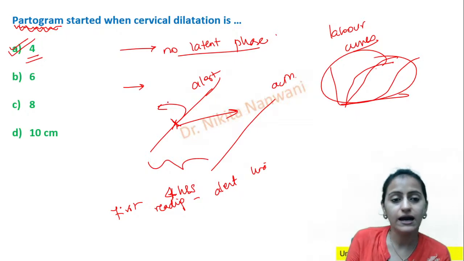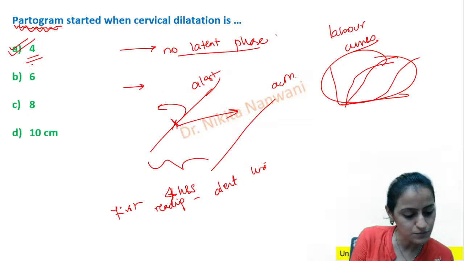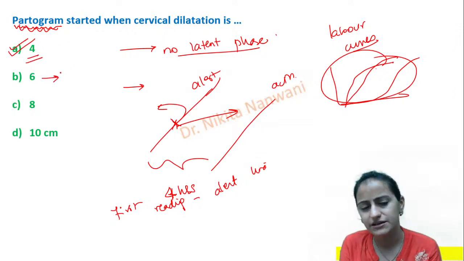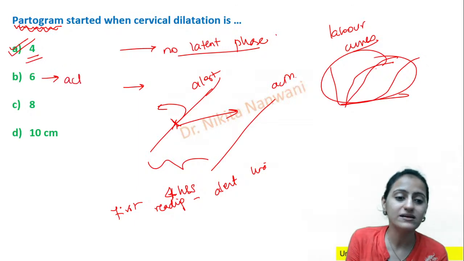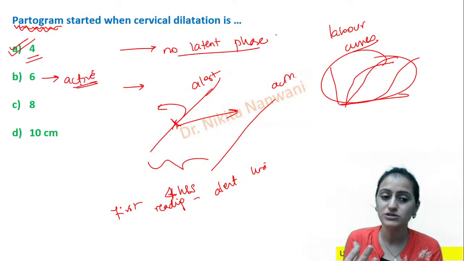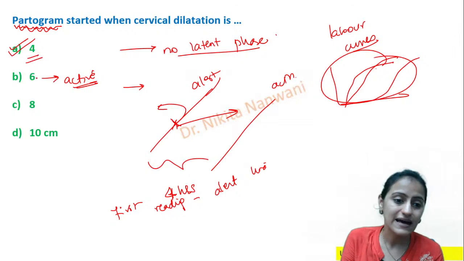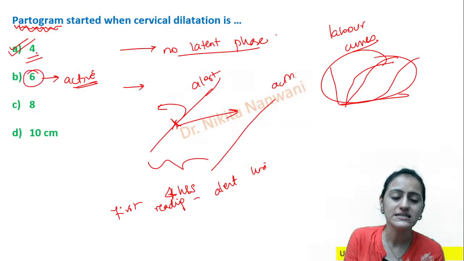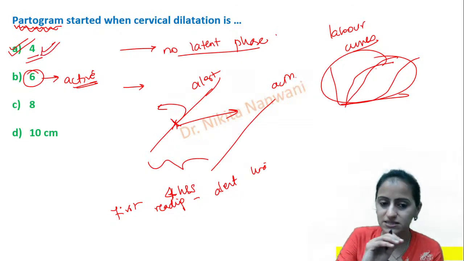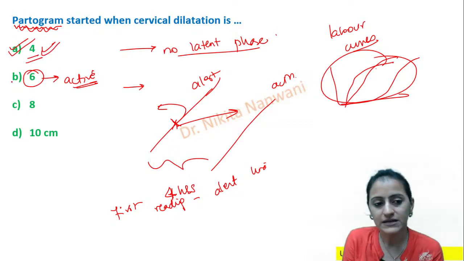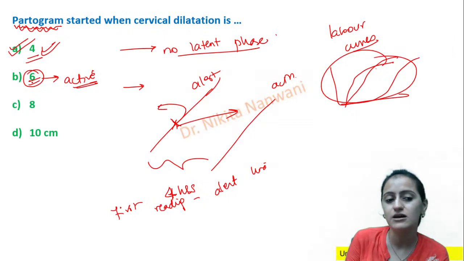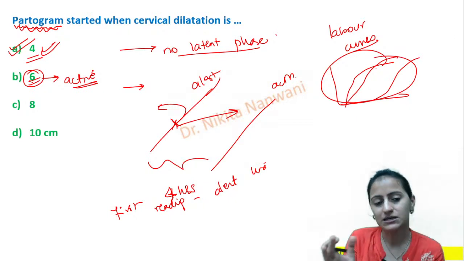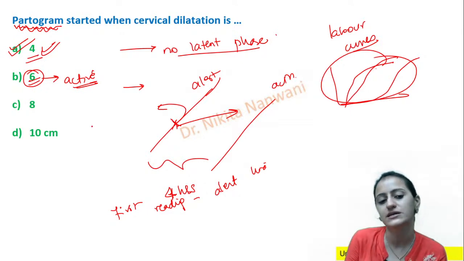All right. And someone said 6 centimeter as the answer. 6 centimeter is your clinical definition of the active phase of labor, that starts at 6 centimeters. But WHO has not modified it yet. It is 4 centimeters where we start your partogram. If your question is when the active phase starts, it is more than or equal to 6 centimeter dilatation. But in the partogram it is still 4 centimeters.